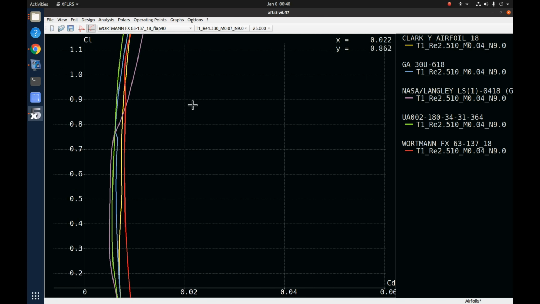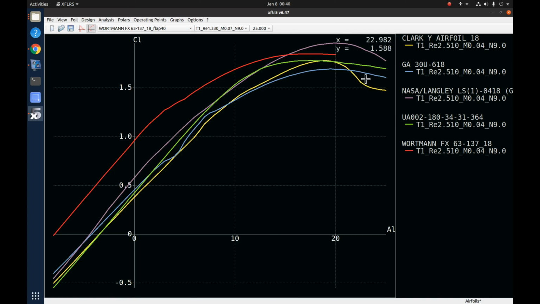Let's look at our coefficient of lift. So here's our coefficient of lift. Now I did the calculations from 8 degrees up to 25 degrees. Now you can see on the Workman, it actually had a little bit of a problem here at 20 degrees. It wasn't able to do any more convergence after that, but that's okay. We don't really care about that.